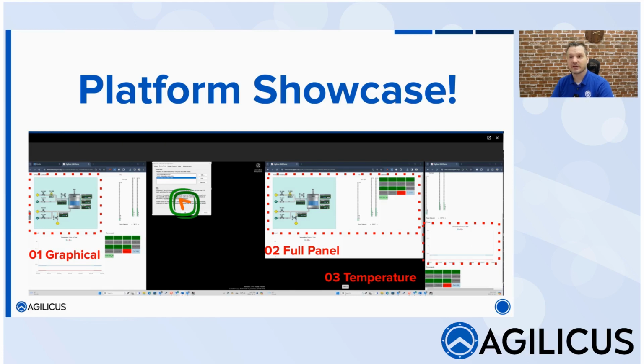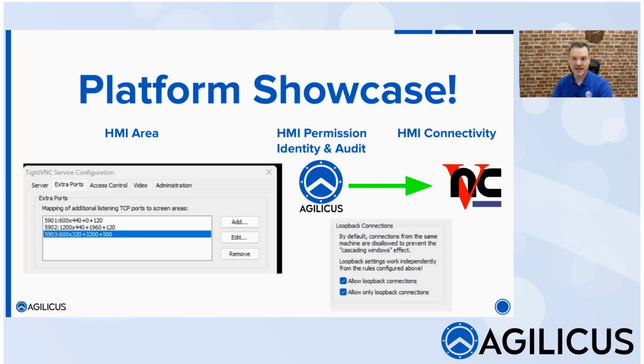I've identified the pixel areas which those are assigned to, but I've named them graphical HMI, full panel HMI, and temperature HMI. And you see the red dotted line here is the outline that I'm only going to allow the visibility to be available through the platform. And that's through a definition in the VNC configuration for ports, where I'm defining an area, the offset on the screen, and the size of that area with a very specific port that Tight VNC is allowing connectivity to.